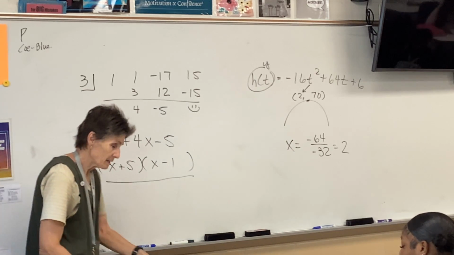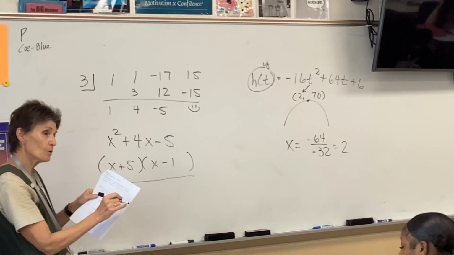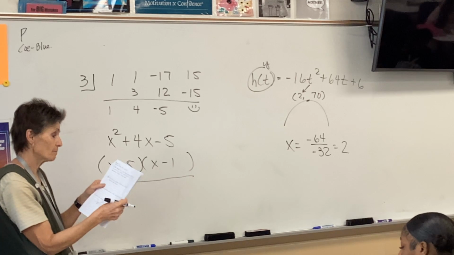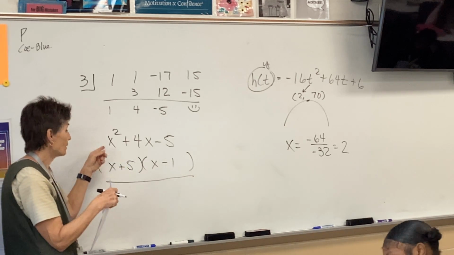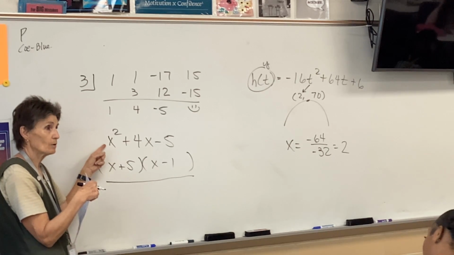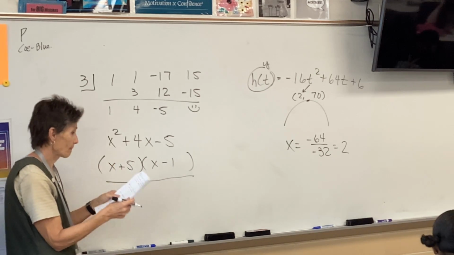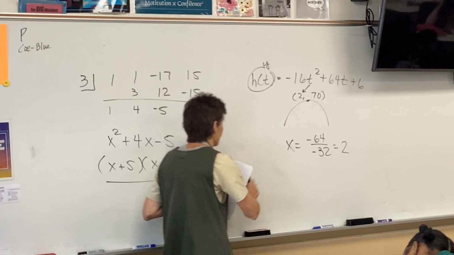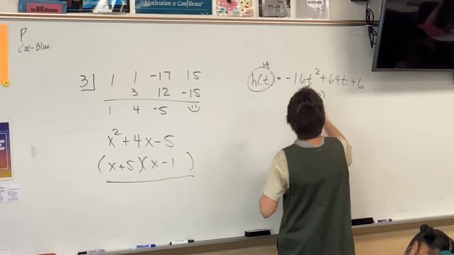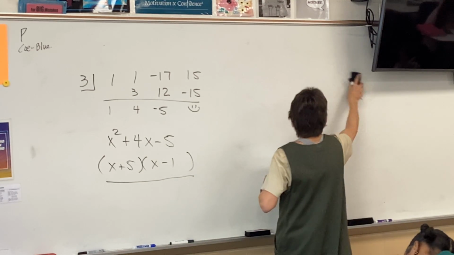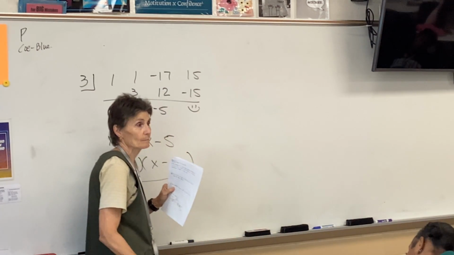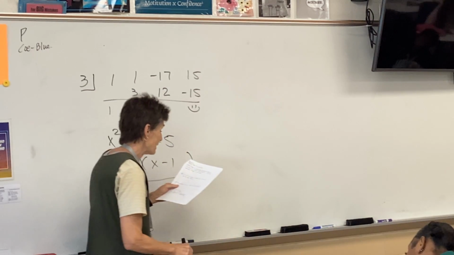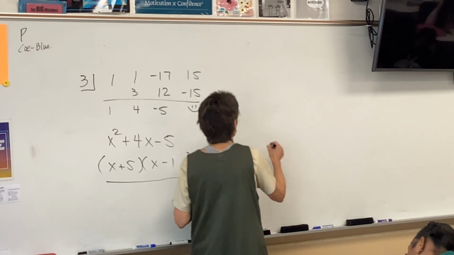So if you need to, write a little note there: what are the steps to the problem? First we divide, and then we factor what's left over. What do you think about that one? Is that all right?